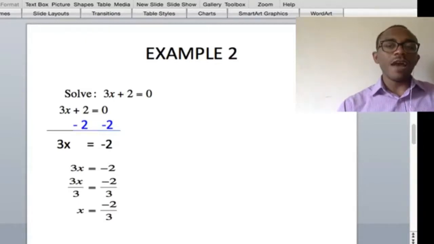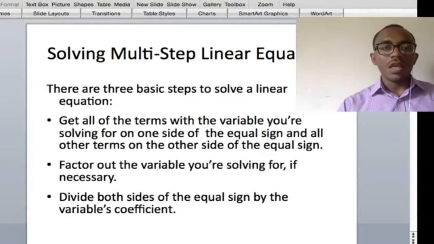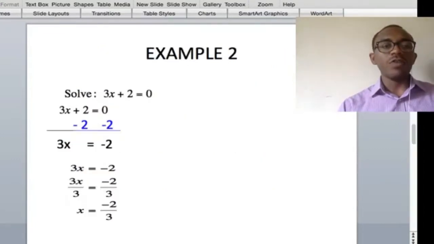So same thing as before. I give you a few seconds to read it on your own and find the connection between that and the rules. If you remember the rule, that's the rule. Get all the terms on one side, factor the variable we're solving for, divide both sides by the coefficient. Let's go back to the example. Now I'll take a few seconds, read it, and then after that we're going to pass to the next example.